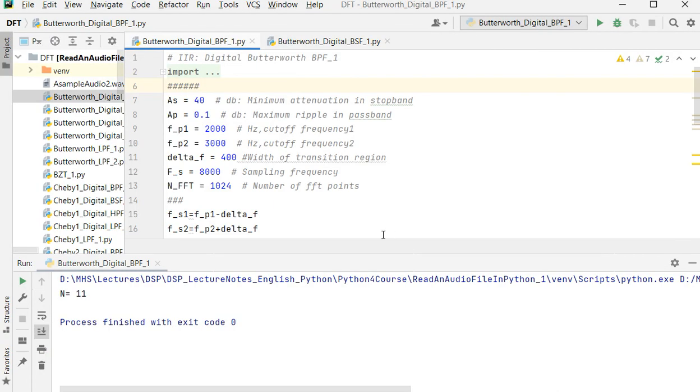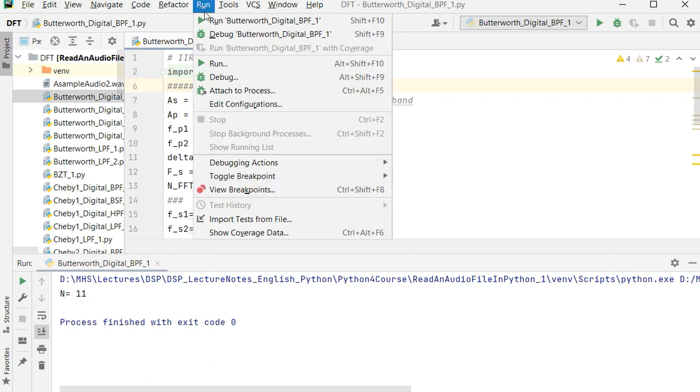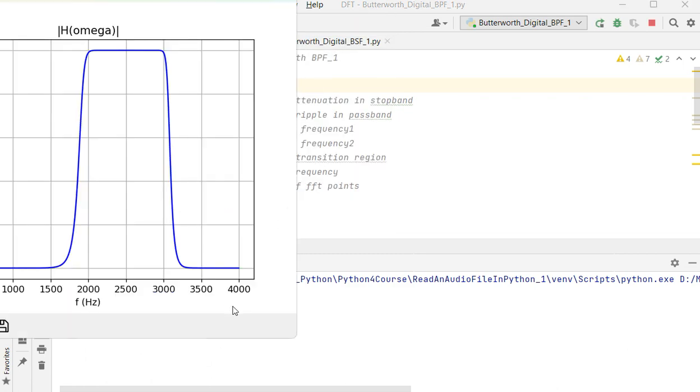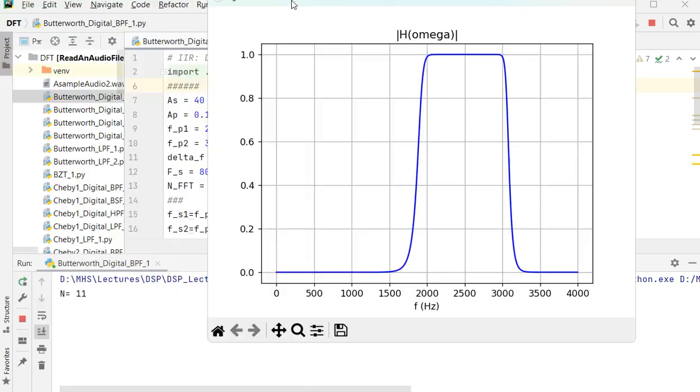Now, running the program inside Part5. Okay. The degree is reported to be equal to 11. And here you see the bandpass form from 2000 up to 3000. No ripples inside passband and stopband areas. Two stopband areas, very natural for a bandpass filter, and one passband. Okay.